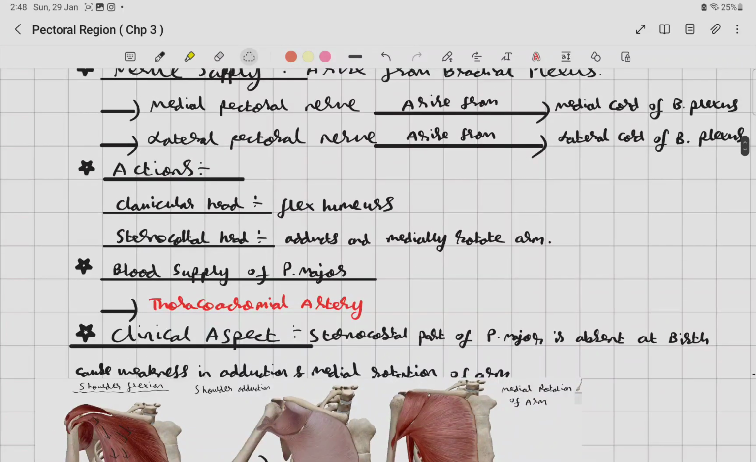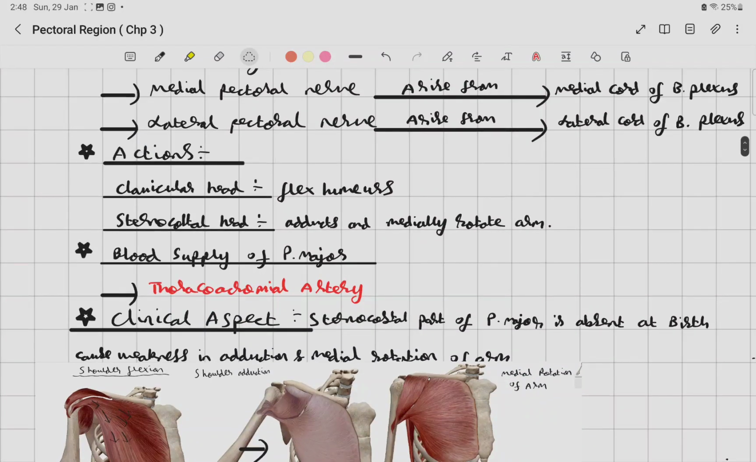Now, the blood supply of pectoralis major muscle is the thoracoacromial artery.